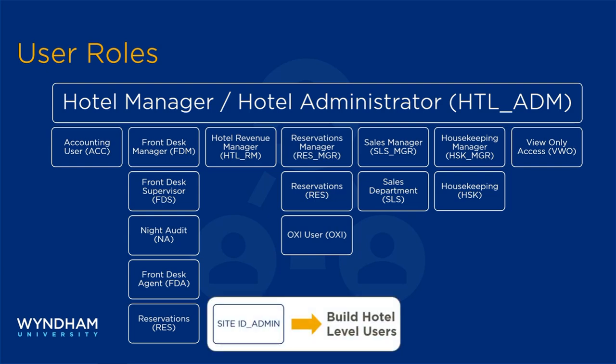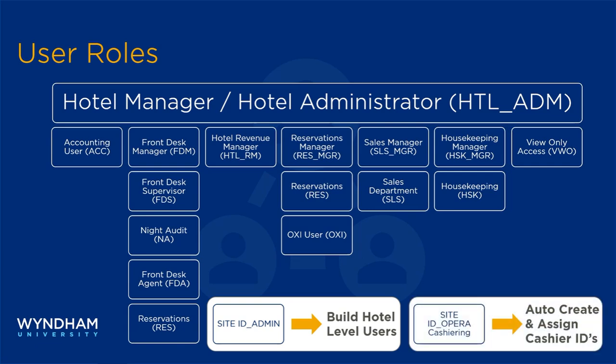Each site is assigned a unique user role beginning with your hotel's site ID and the label of admin. This user role is granted to the individual required to create and manage users for the hotel within OPERA Cloud. Last, the unique user role with your hotel's site ID and the label of OPERA Cashiering is assigned to users who will perform cashiering functions within OPERA Cloud. This role will automatically create a cashier ID and assign this number to the user upon first login.